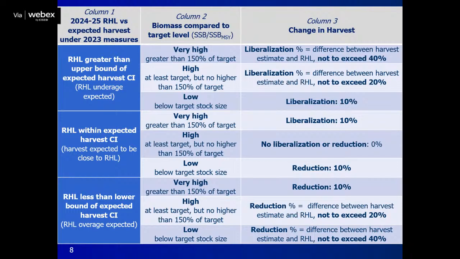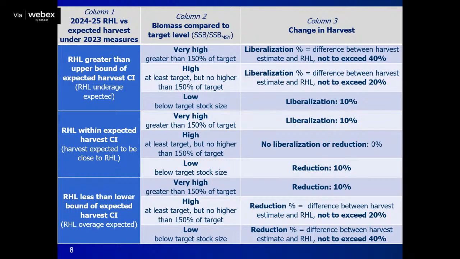And then column two is based on the most recent assessment information, which we now expect to be updated every other year for these species. So you could fall into low, high, and very high stock biomass categories, depending on where the biomass estimate falls relative to the target. And then column three gives you the resulting change in harvest that you need for the upcoming year. And that change in harvest is relative to that estimate in column one of expected harvest under current measures.